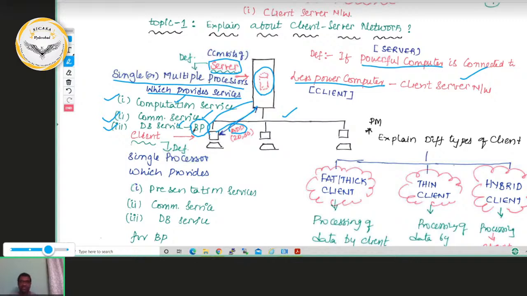So what do you mean by server? A server is nothing but it consists of single or multiple processors which provide certain services. So what are the services it provides? Computation service, communication service, and database service for business purpose.